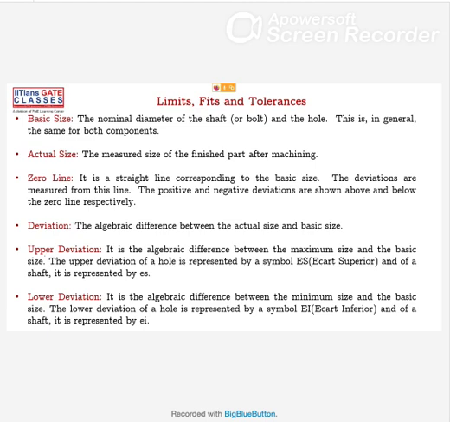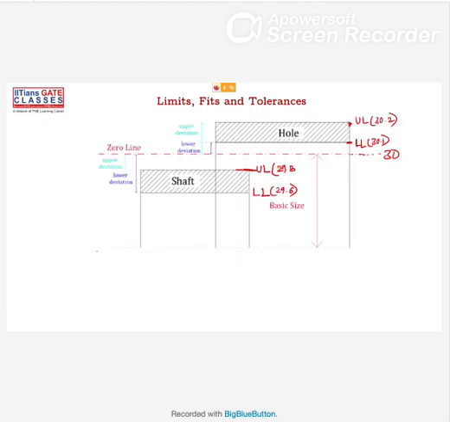As I told you, the upper deviation is the difference between the maximum size and the basic size. The maximum size is the upper limit, right? So this is your maximum size minus the basic size.